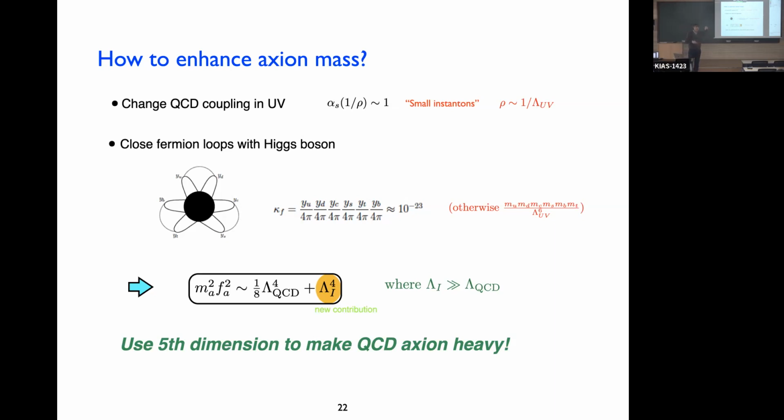I'm only changing the coupling in the UV. I'm not adding any new phases. You might say that sometimes if you change the coupling, you might have to add new phases, but I want to change the QCD coupling without putting in any new phases.